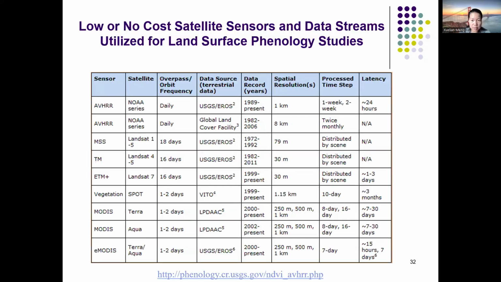And this is a list of low to no cost satellite sensors and data streams utilized for land surface phenomenon studies. So as you can see, AVHRR, MSS, TM, SPOT Vegetation, and then the MODIS dataset. So most frequently people use the Landsat and MODIS datasets for city to regional scale studies.